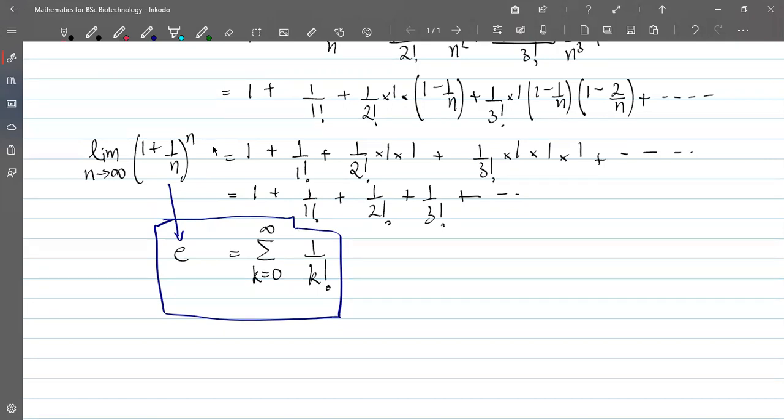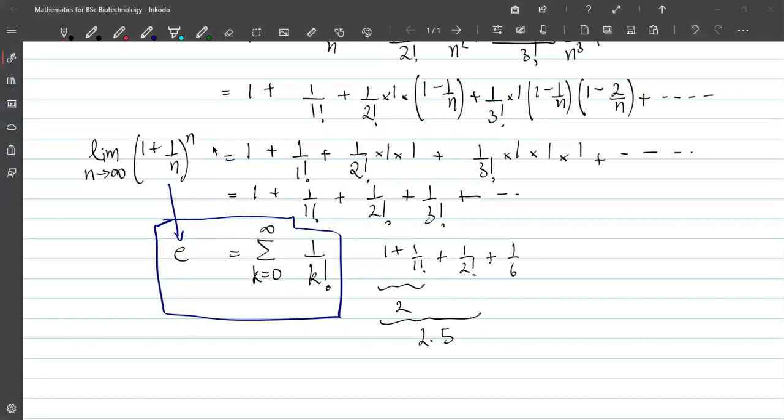So if you take only 1 plus 1 by 1 factorial, how much is this? This is 2. Now if you take one further term, so that's 1 plus 1 by 2 factorial, right? So 1 by 2 factorial is 0.5. So if you evaluate it till here, you get 2.5. And you can further take 1 by 3 factorial. 1 by 3 factorial is 1 by 6. So 1 by 6 is how much? 0.18 something, right?